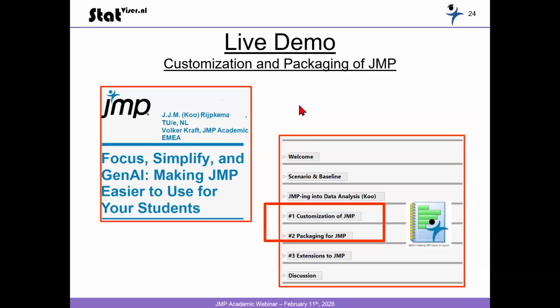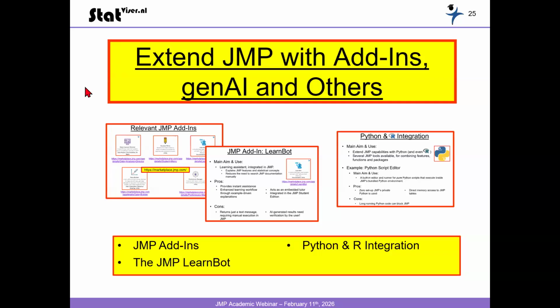Okay, Volker, thanks for your introduction and your demo of stage 1 and stage 2 things discussed. I'm now going to stage 3, where the idea is that for next level courses, it might be important or helpful to extend the JMP functionality with other features like JMP add-ins and perhaps some generative AI and others.